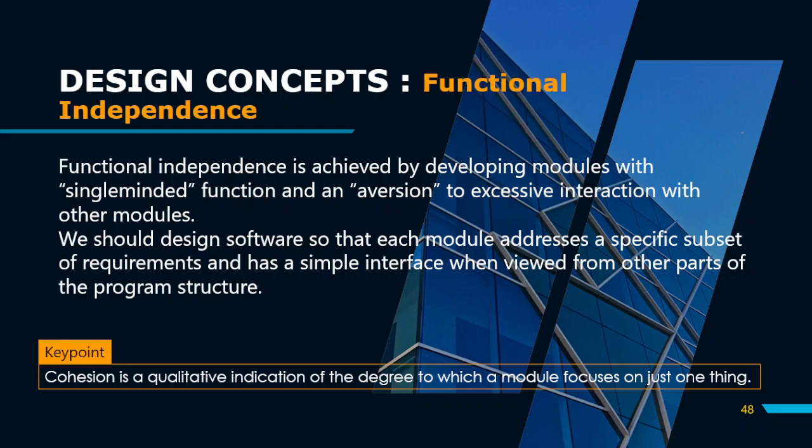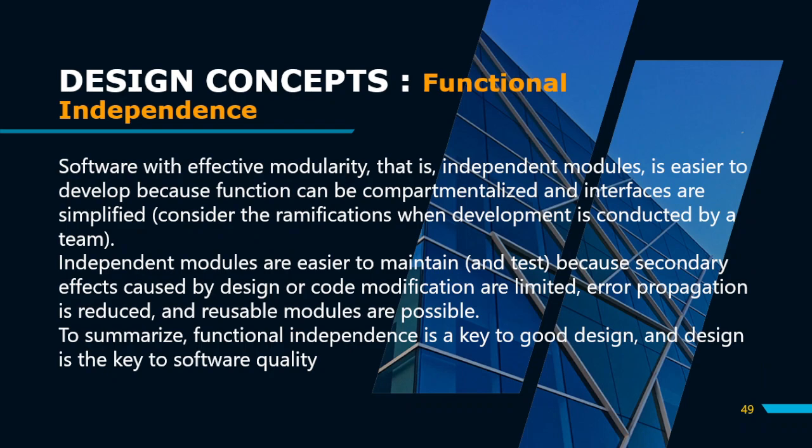Cohesion is an indication of the degree to which a module focuses on just one thing. Software with effective modularity, meaning independent modules, is easier to develop because functions can be compartmentalized and interfaces are simplified. Independent modules are easier to maintain because secondary effects caused by design or code modifications are very limited. Error propagation is also reduced, and reusable modules are possible.